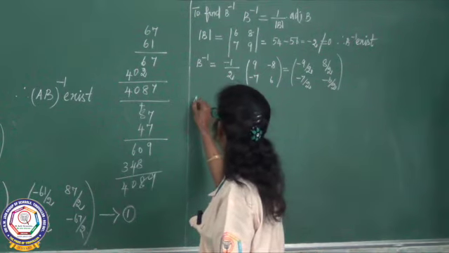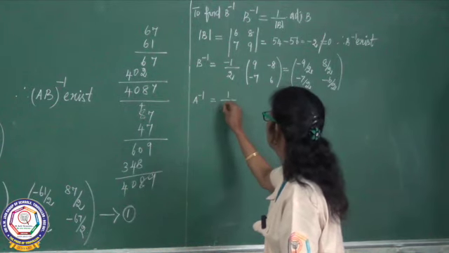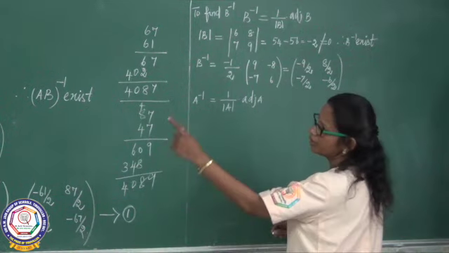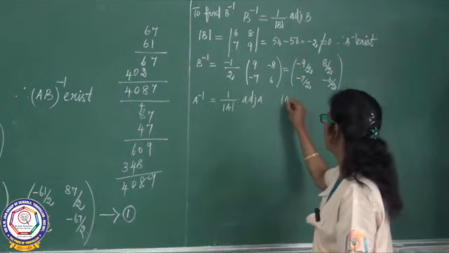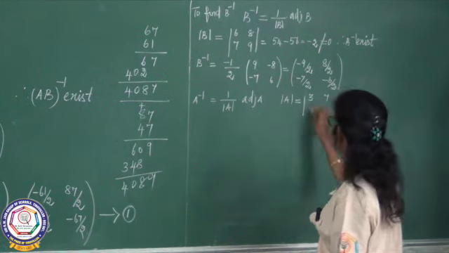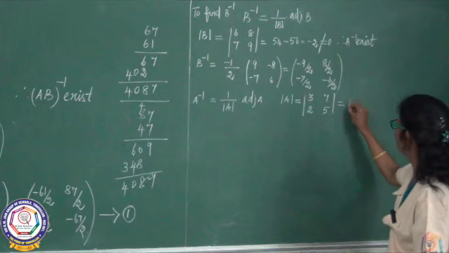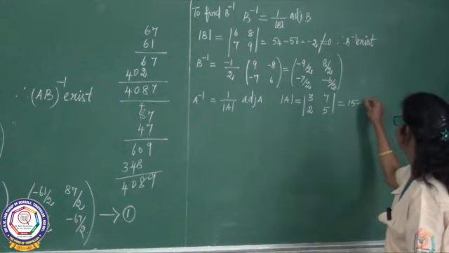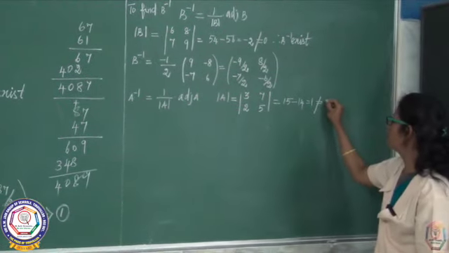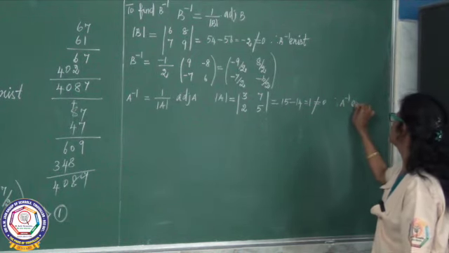Next, A inverse. To find A inverse equal to 1 by determinant A into adj A, determinant A you are going to find out. Determinant A equal to 3, 7, 2, 5. Main diagonal 15 minus subdiagonal, so 7 2s are 14, equal to 1. Here also the same, not equal to 0. Therefore, A inverse exists.